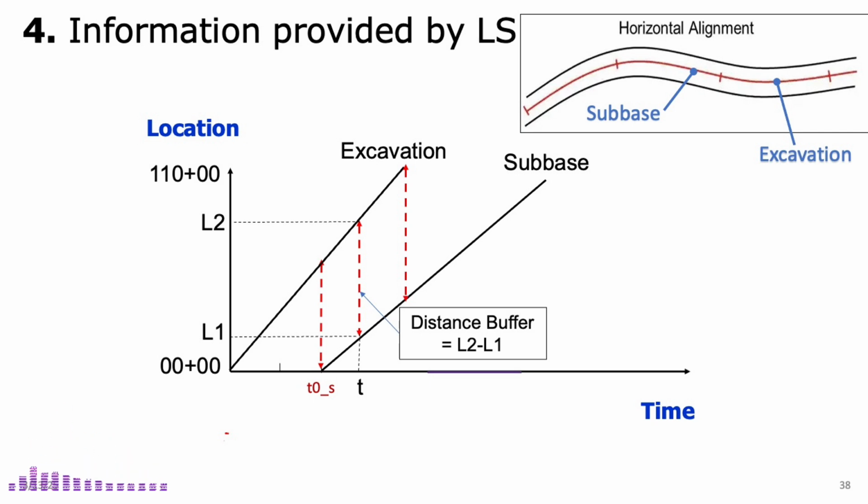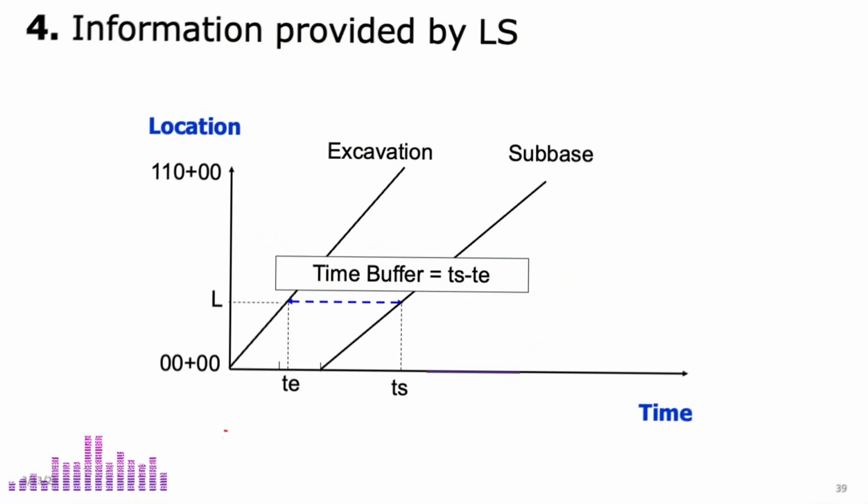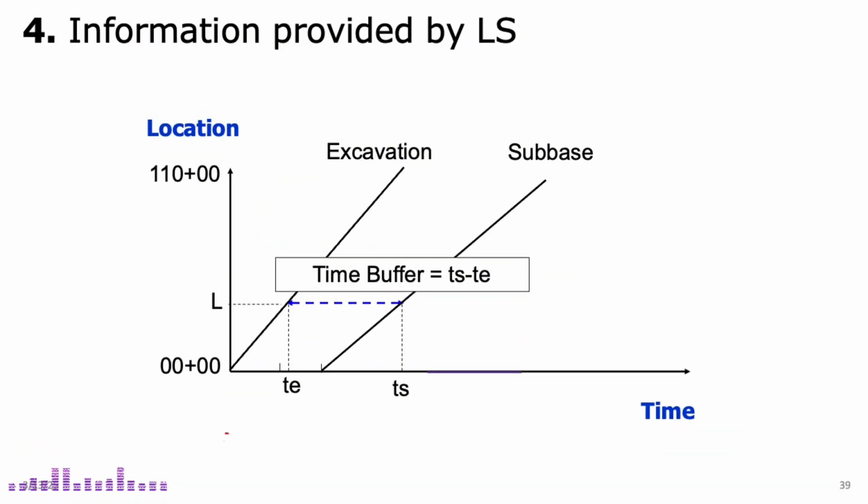If this buffer becomes too small, worksite congestion can lead to delays, inefficiencies, and safety concerns. That is why measuring and managing the distance buffer is a critical part of keeping linear construction projects on track. One more crucial aspect to manage in linear projects is the time buffer, which refers to the time delay between two activities at a specific location.